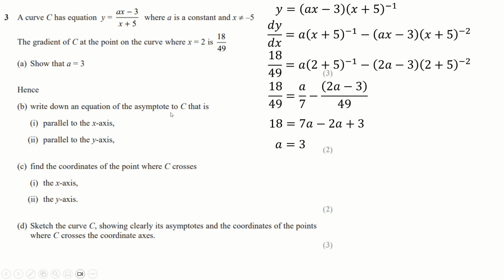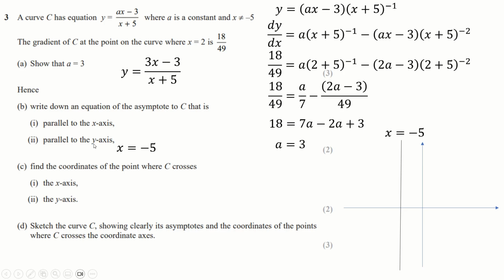Hence, write down an equation. So now we've got y as this thing here. Now, I'm going to start doing all of this in one go because we can spot things quite easily about this, I think. We've got one asymptote at x equals minus 5 because it literally tells us that we can't do that. So x equals minus 5 is an asymptote. That's the one that's parallel to the y-axis.